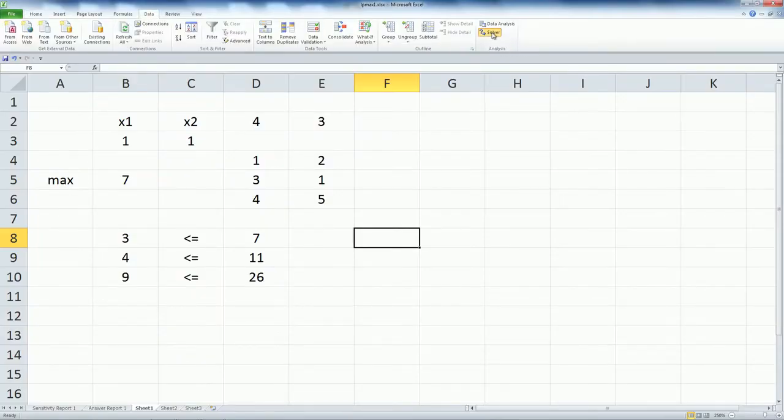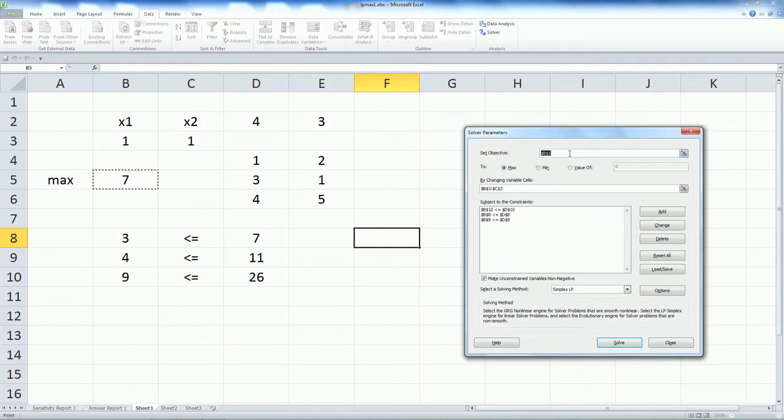So, we go to the solver and then we set the objective function to this position, which is already set here. It is a maximization problem. The two variables are the B3 and the C3, which is already set here, and the three constraints are here, which I have already set. So, the three constraints are B8 is less than or equal to D8, B9 value should be less than or equal to D9 value, and B10 value be less than or equal to D10 value.